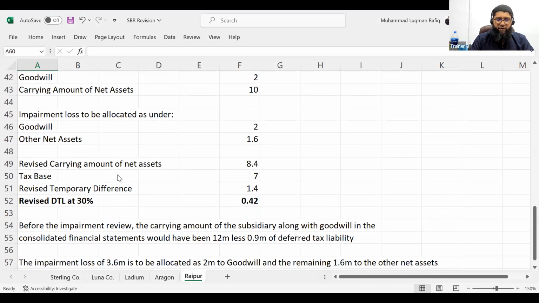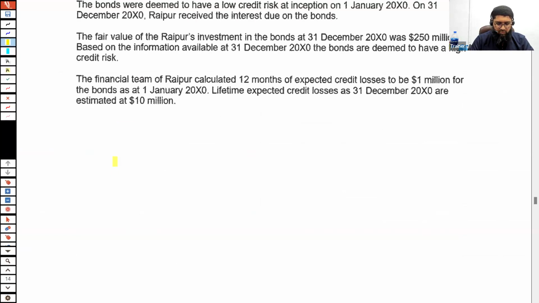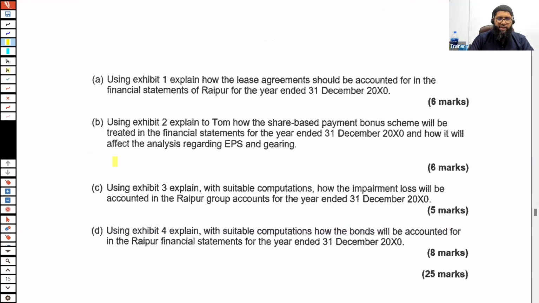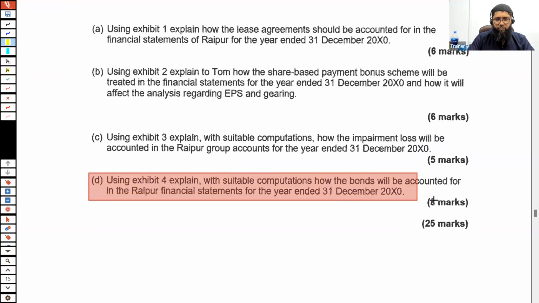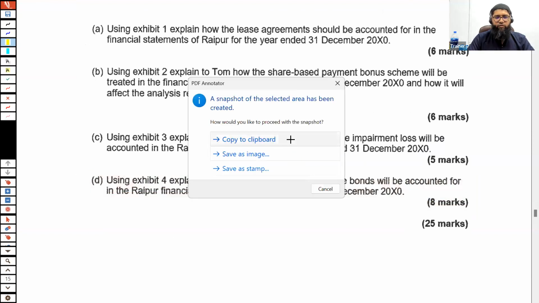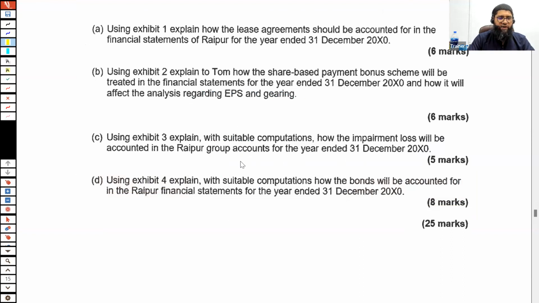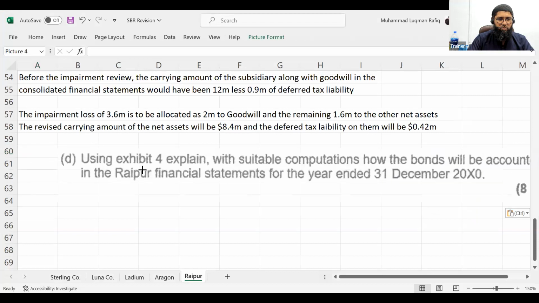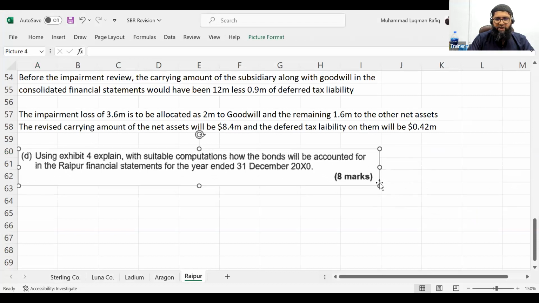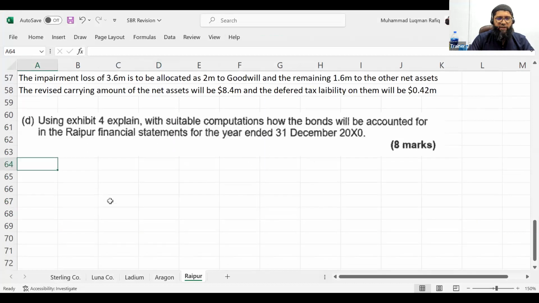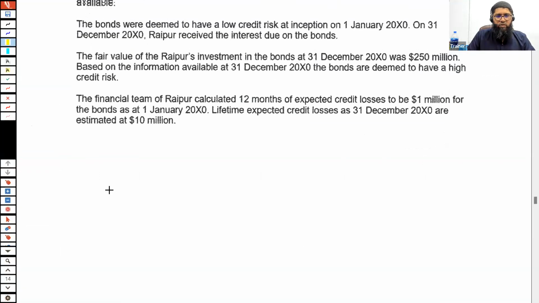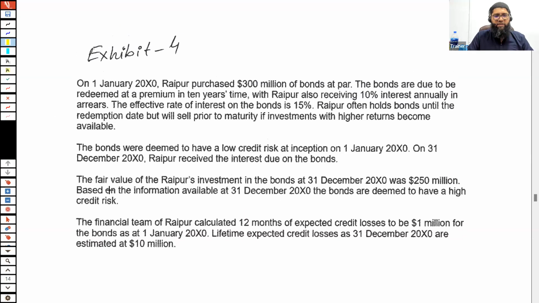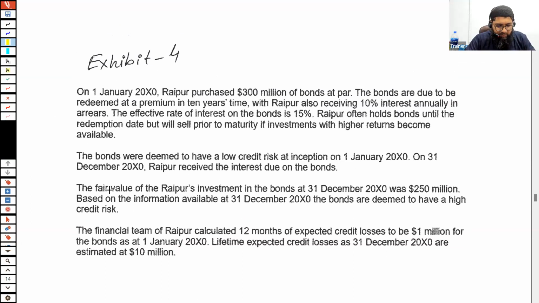Now let's move on to the last part of the question, and that is basically exhibit number 4. Explain with suitable calculations how the bonds will be accounted for in Raipur's financial statements for the year ended 31st December X0. Can you go through exhibit number 4, please?